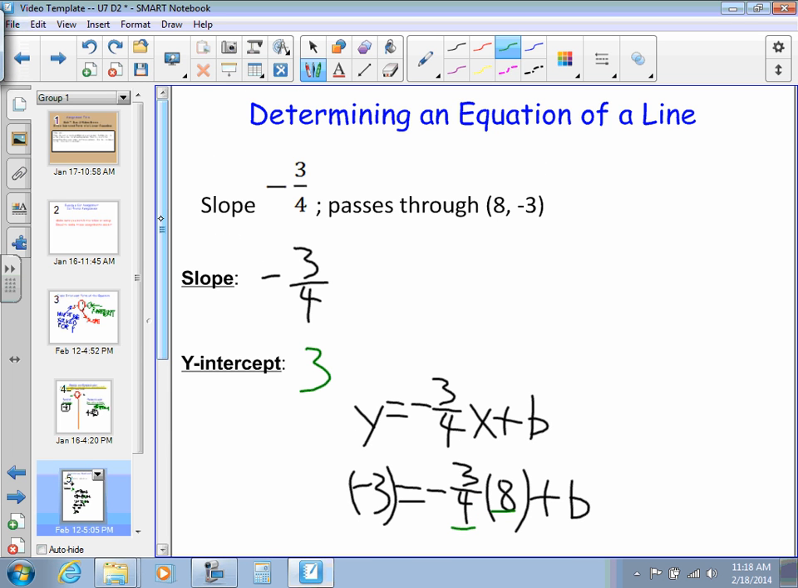And now we can write the equation of this line. We've got y equals, put in the slope, negative 3 over 4 x plus, and my y-intercept is 3.